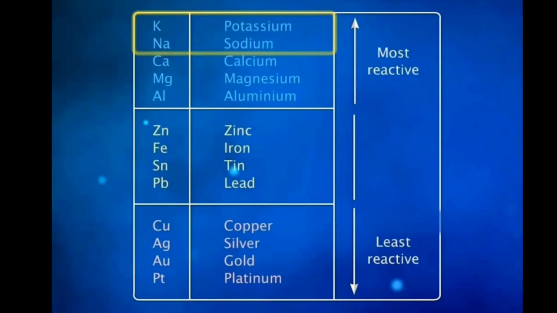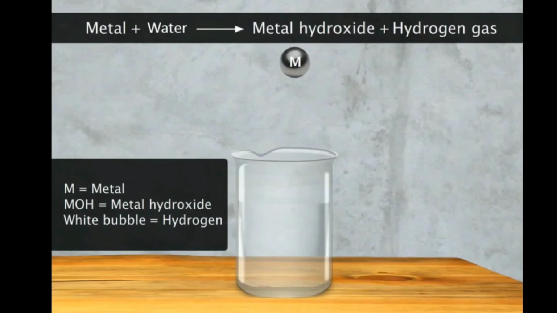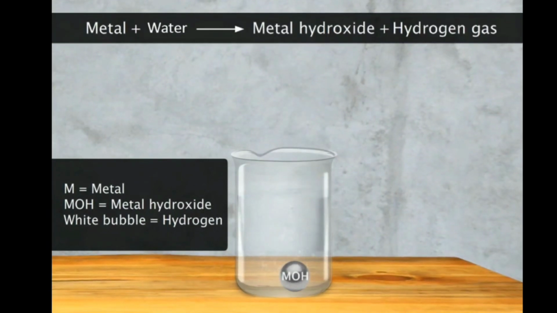Potassium and sodium are at the top because they are the most reactive metals. Gold and platinum are at the bottom because of their low reactivity. Metal reacts with water to give metal hydroxide and hydrogen gas.